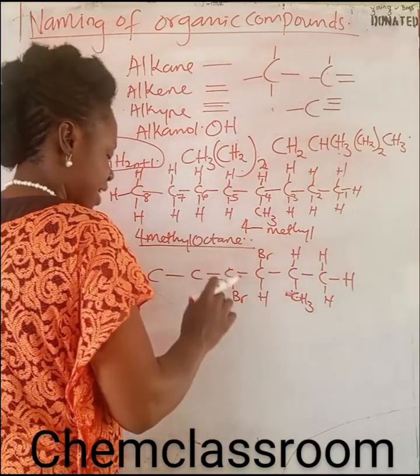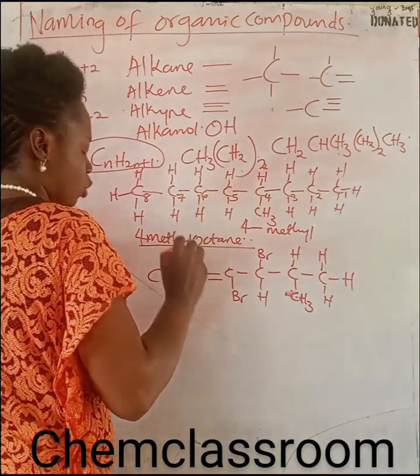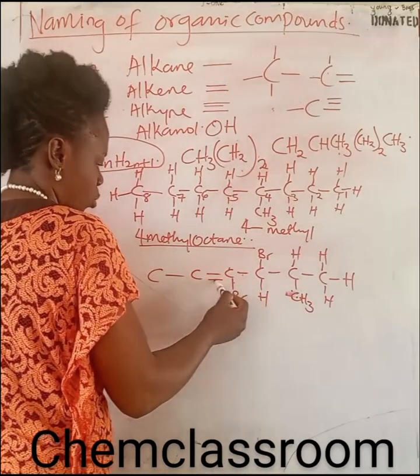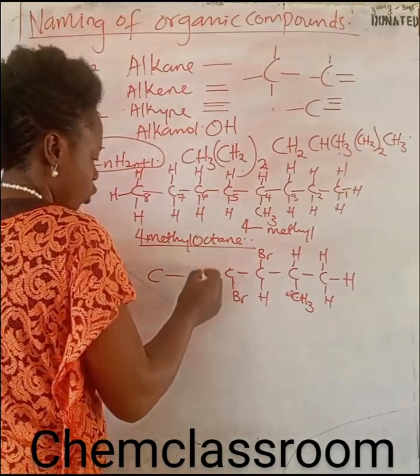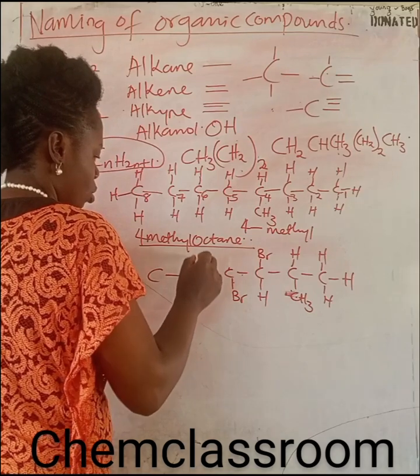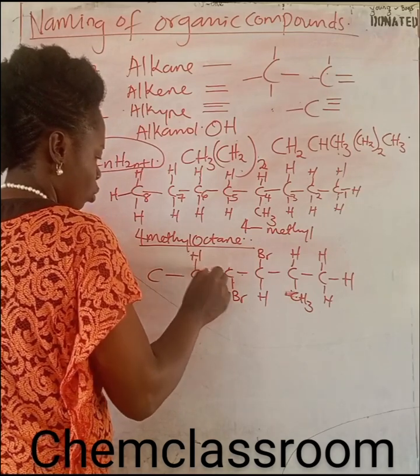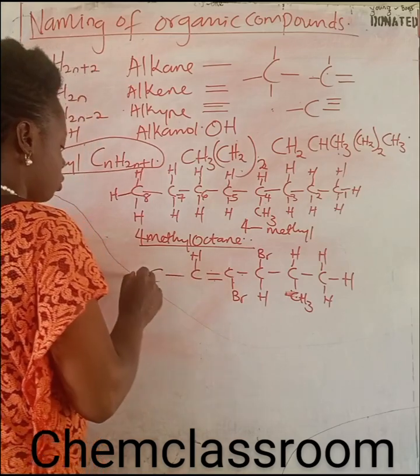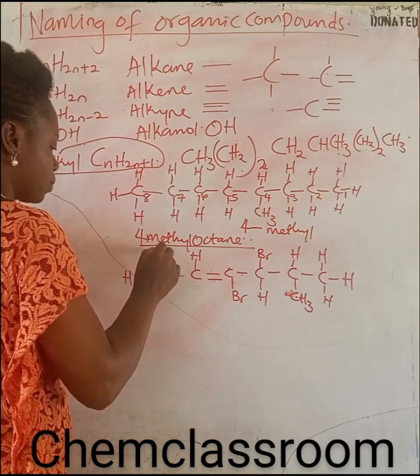I have emphasized that your carbon should be surrounded with only 4 bonds. So here I already have 4: 1, 2, 3, 4. Here I'll put another hydrogen to make this one 1, 2, 3, 4. Yes, so this is perfect.